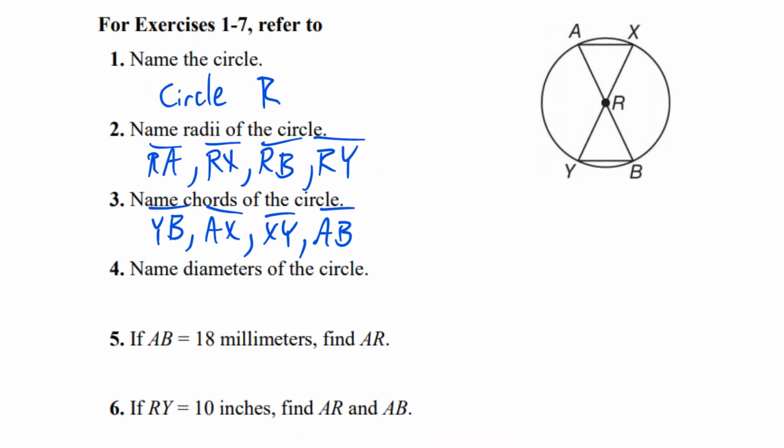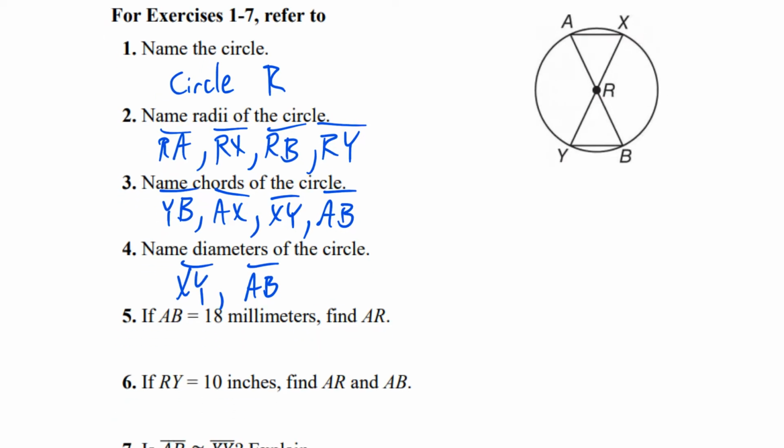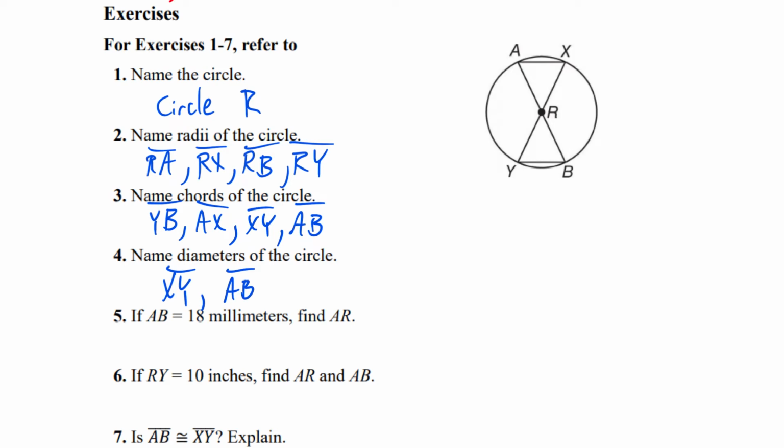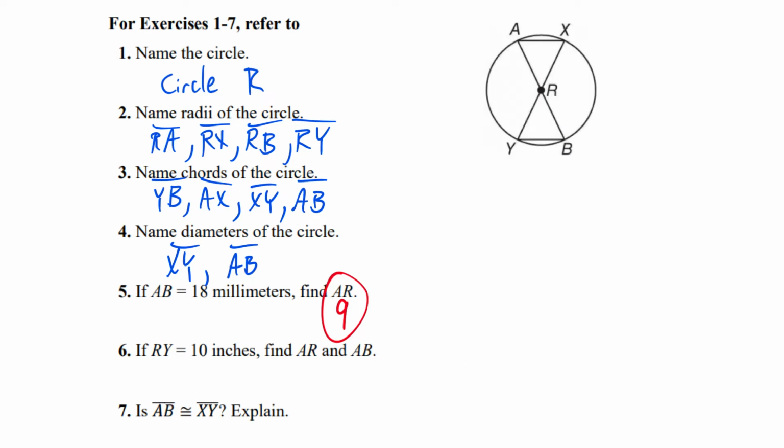Okay, now name the diameters of this circle. Okay, good. XY, AB. If AB is 18, that's this whole diameter. How long is AR? 9. It's 9 and 9. Okay, if RY is 10, how long is AR? 10, because both of those are a radius. And how long is AB? 20, because that's the diameter.